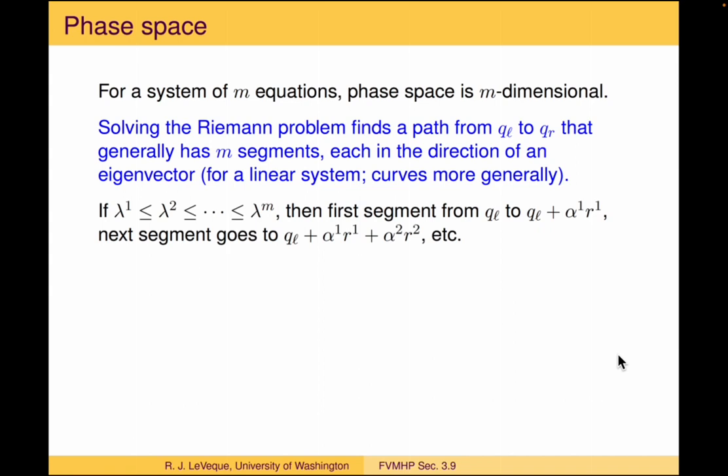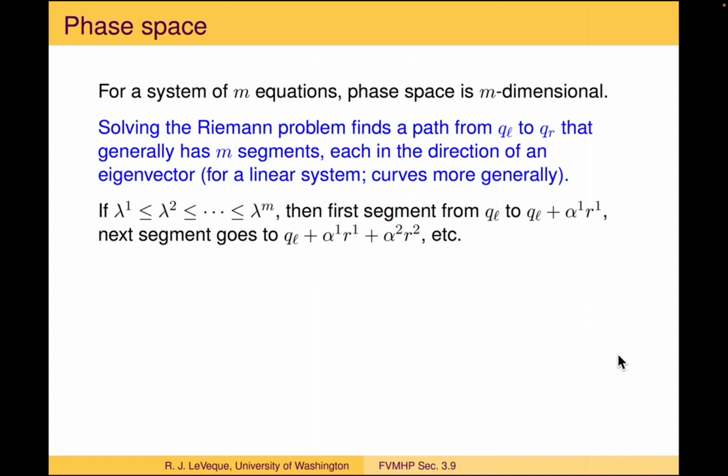And as I mentioned, for a system of two equations, you can draw the nice picture of the phase plane. For a system of M equations, the phase space is M-dimensional if we look at the space of vectors Q with M components. So it's harder to draw typically, but it's the same idea: solving the Riemann problem consists of finding a path in phase space that goes from state QL to QR that has in general M segments, and each of those segments has to be in the direction of an eigenvector.